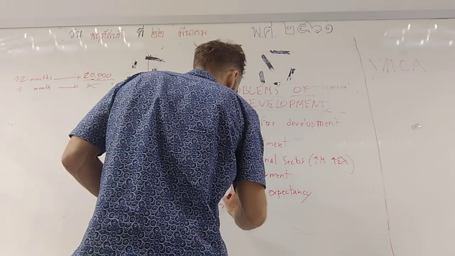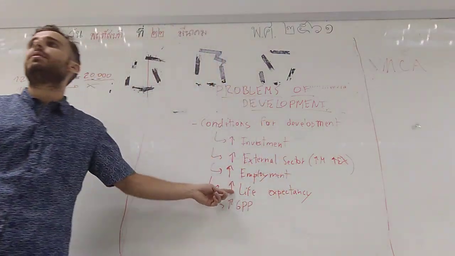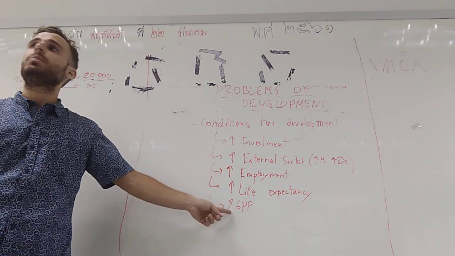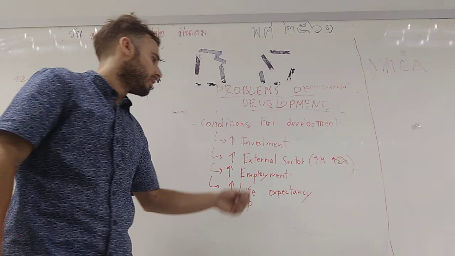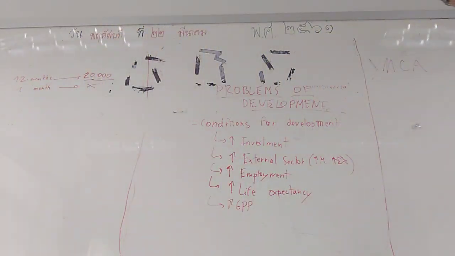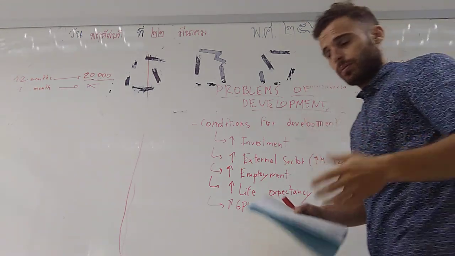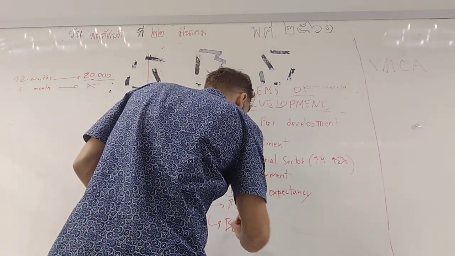Increase of GDP, guys. Life expectancy, Human Development Index. GDP, Human Development Index. What else do we have in the Human Development Index? Education, guys. Better education.